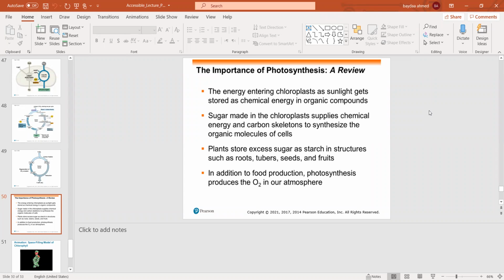The energy entering the chloroplast as sunlight gets stored as chemical energy in organic compounds, and sugars made in the chloroplast supply chemical energy and carbon skeletons to synthesize the organic molecules of cells. Plants store excess sugar as starch in structures such as roots, tubers, seeds, and fruits. In addition to food production, photosynthesis produces the oxygen in our atmosphere.